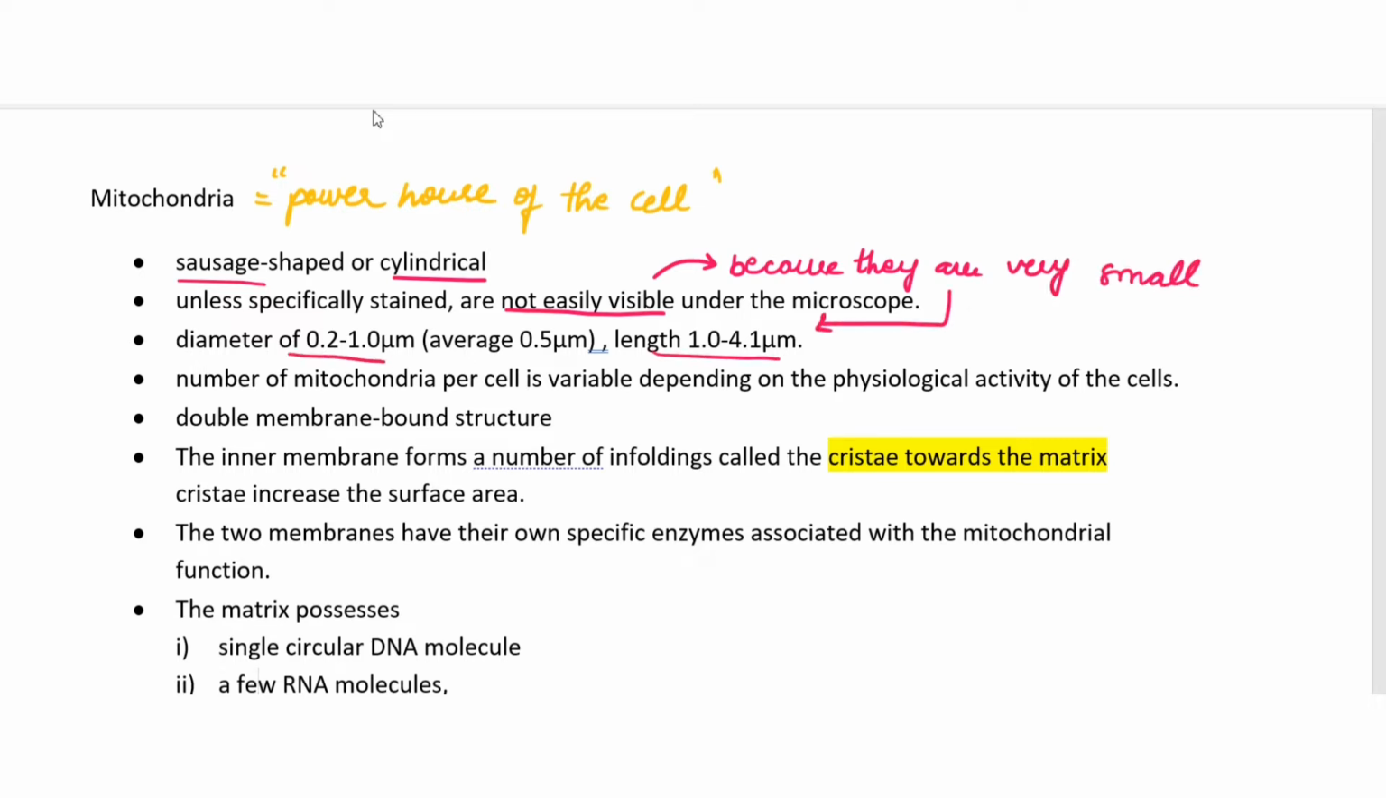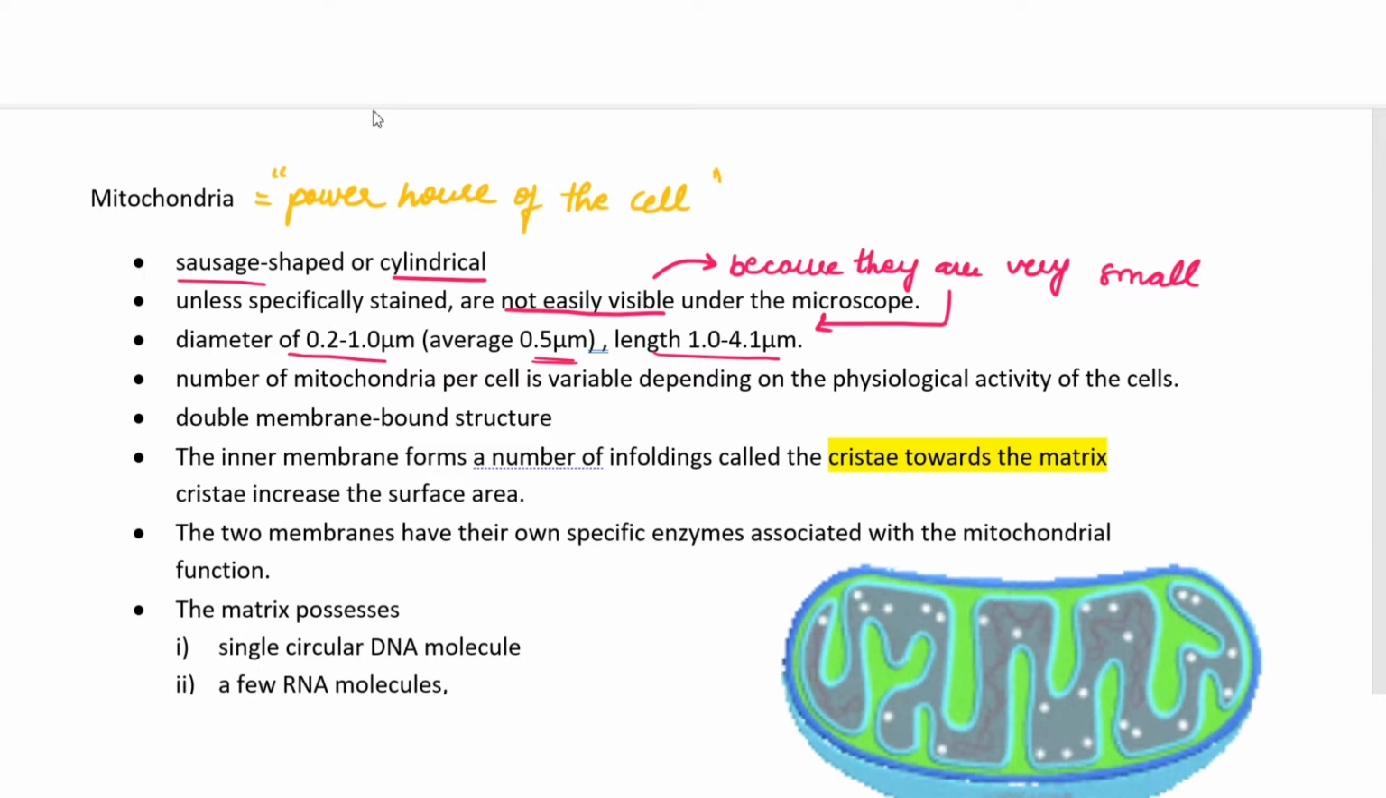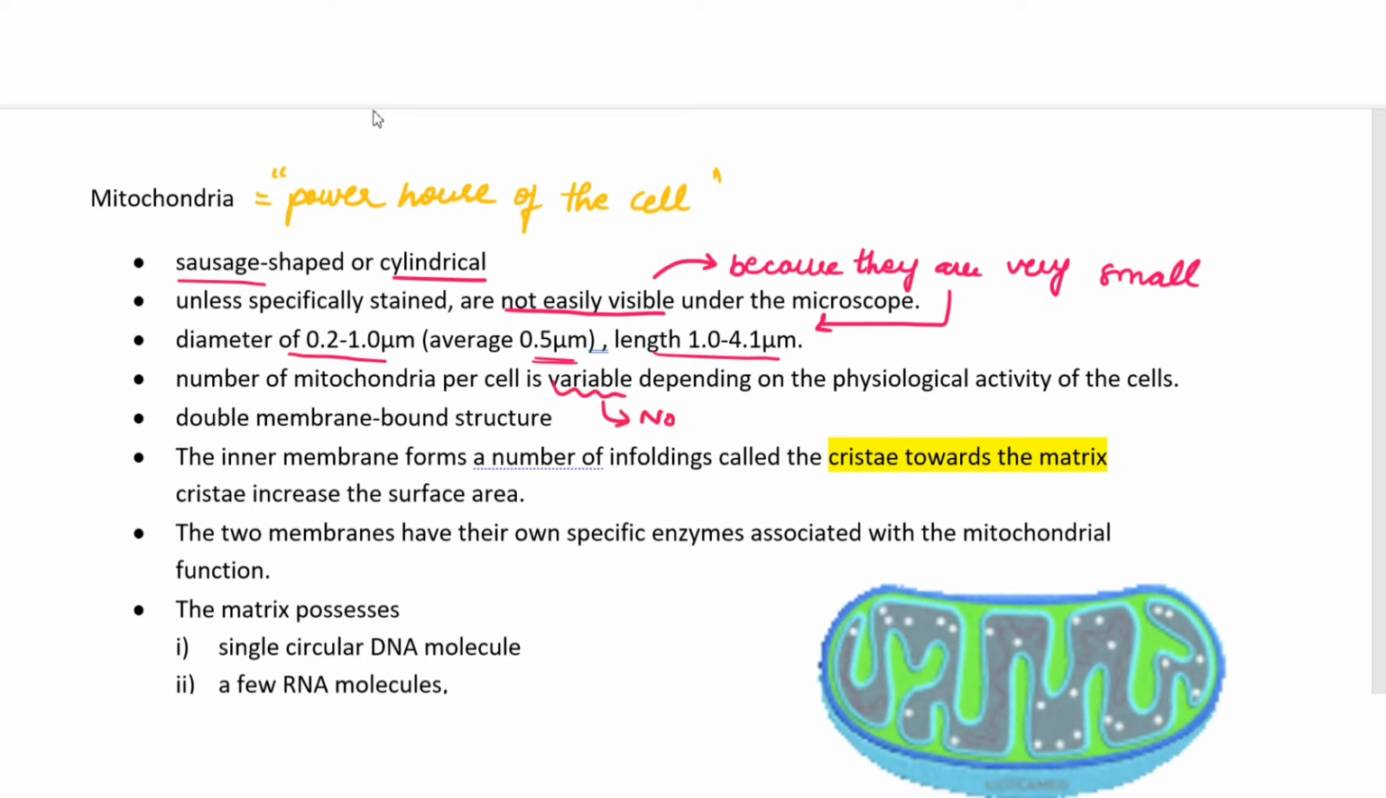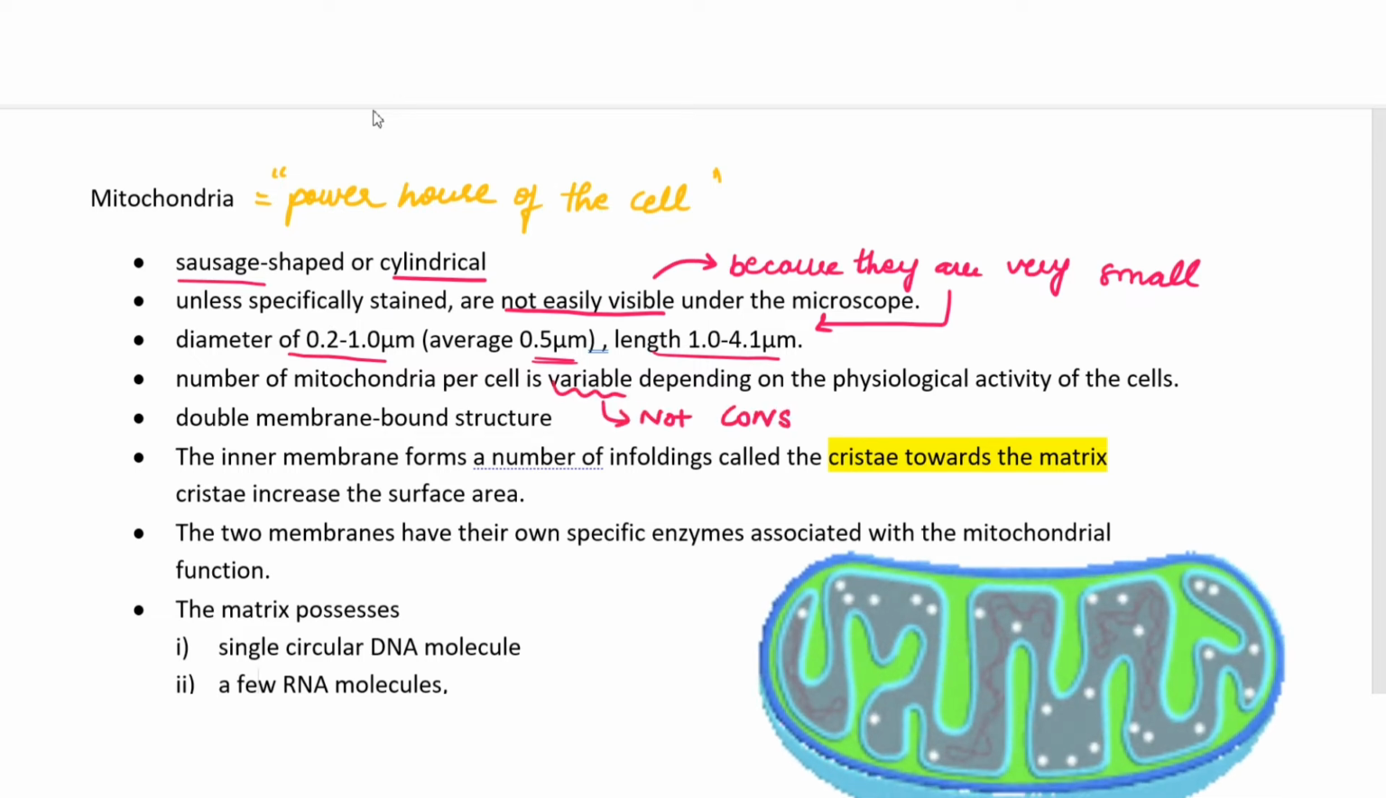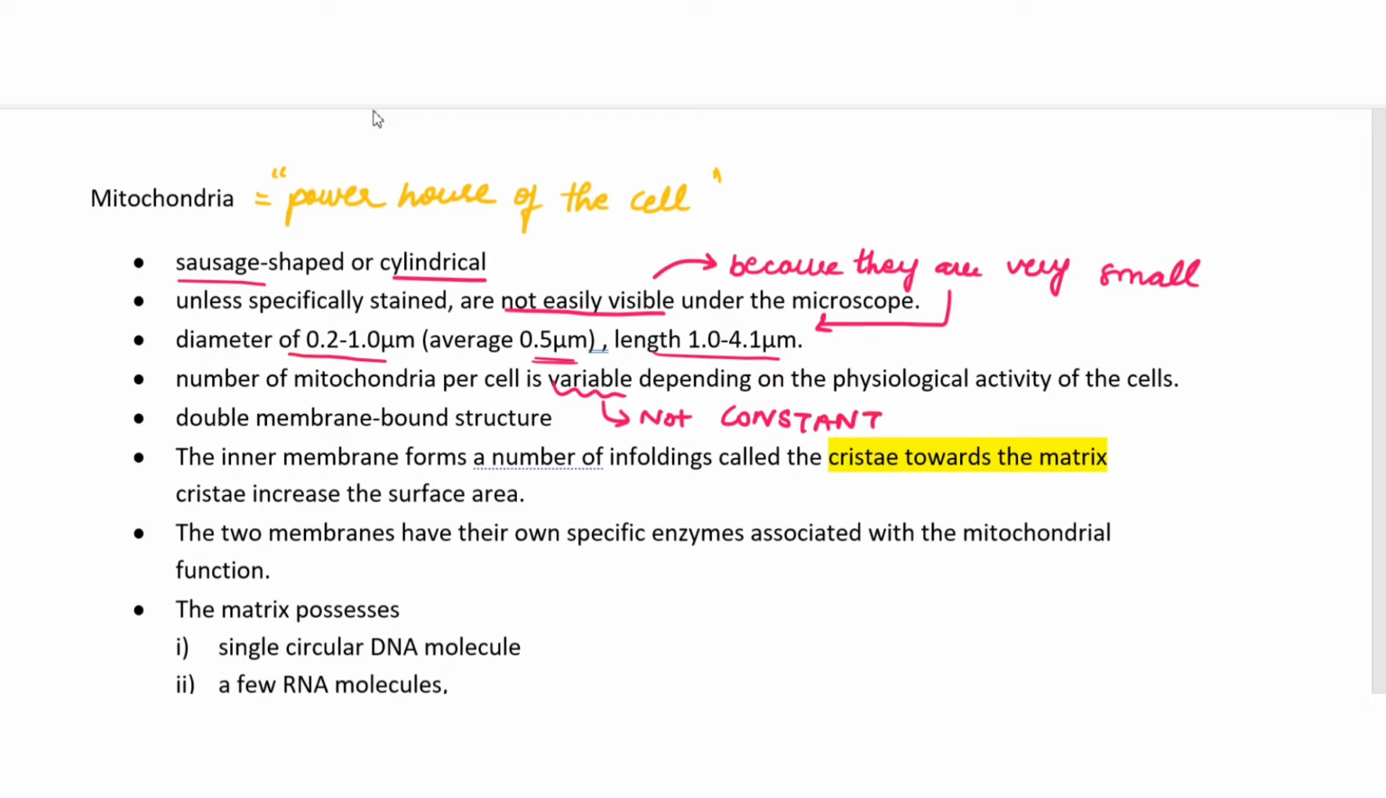Number of mitochondria per cell is variable. It depends on the physiological activity of the cell, so it is variable, not constant. By physiological activity, we mean the energy requirement of each cell. It varies. So the number of mitochondria is also varying per cell.